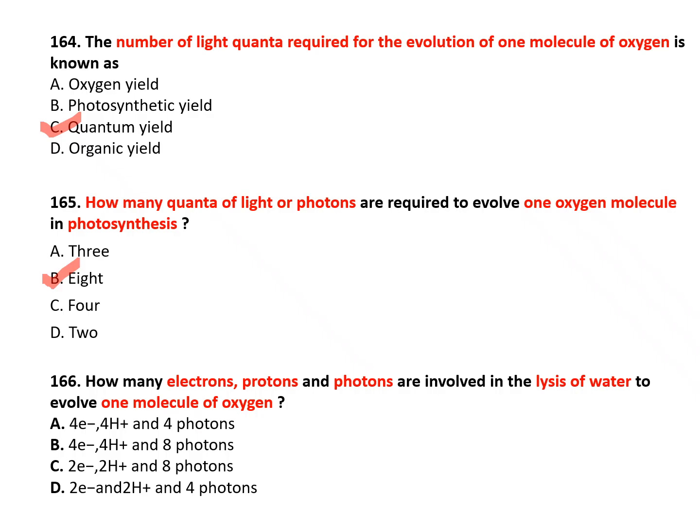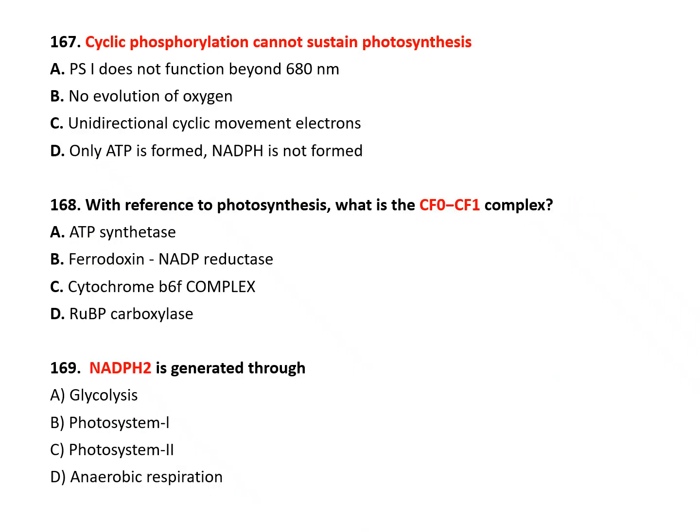How many electron, proton and photons are involved in the lysis of water to evolve one molecule of oxygen? Option A 4 electron, 4 hydrogen, 4 photon. Option B 4 electron, 4 hydrogen, 8 photon. Option C 2 electron, 2 hydrogen, 8 photon. Option D 2 electron, 2 hydrogen, 4 photon. The correct answer is option B 4 electron, 4 hydrogen and 8 photon. The next question number 167.